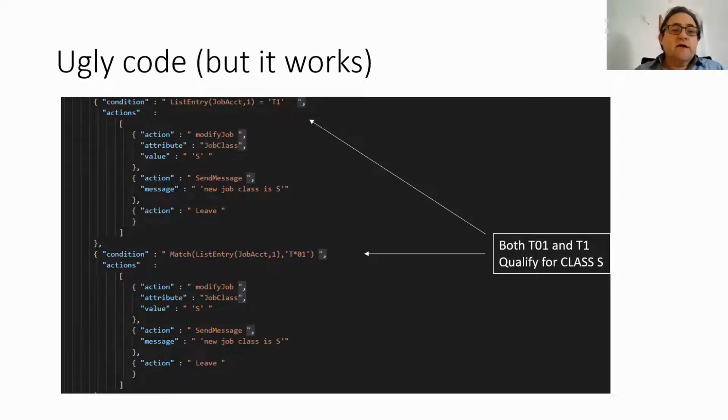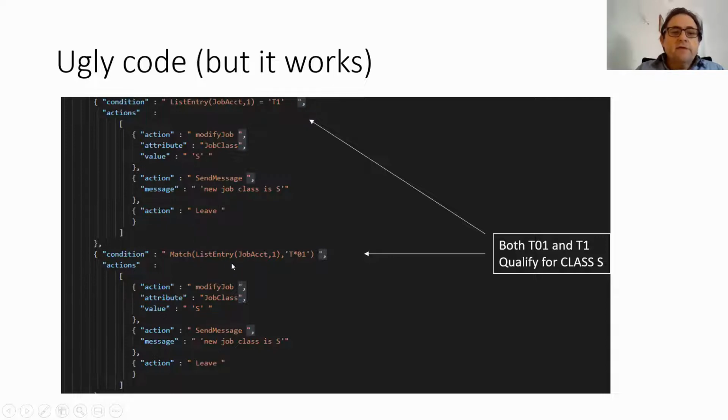So this is my example for class S. Here is a function called list entry. Job account is that list of accounting information. I'm taking the first element and I'm asking if that element is equal to T1. If it is, then I set my job class, modified job, what attribute? Job class, set it to S, print that message and leave.